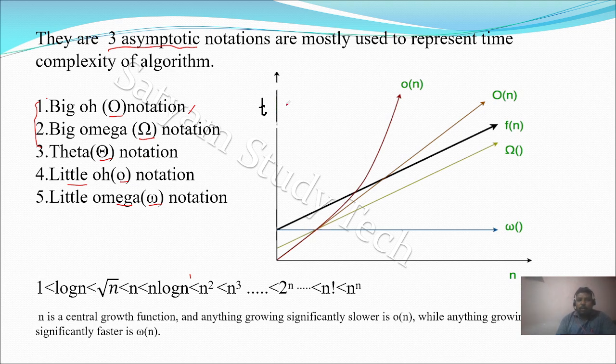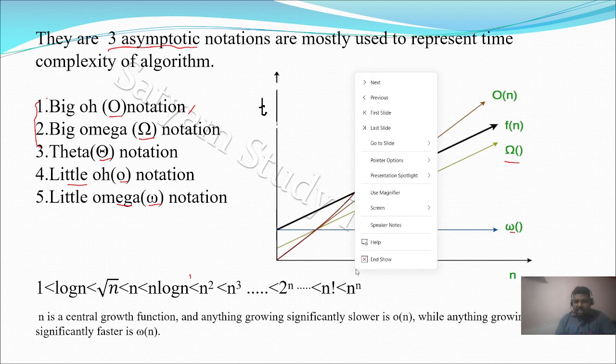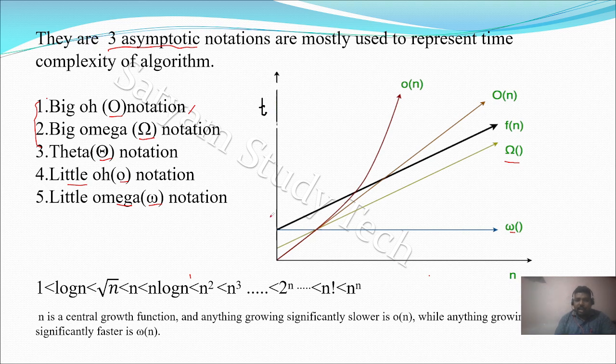All five notations are represented in a single diagram. You can see here f of n, big O of n and little o of n. Here is the best case, that is the omega and little omega. The x-axis indicates the input size, and the y-axis indicates the time.